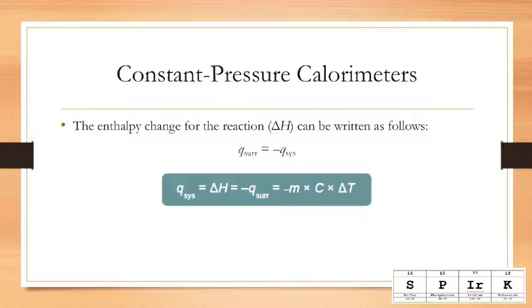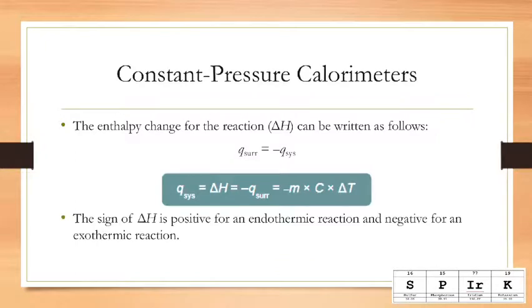Because remember, one of the laws of thermodynamics says that we cannot create or destroy energy. So if the energy decreases from the surroundings, then it has to increase for the system. So our big equation can be Q of the system equals delta H, which is equal to the negative Q of the surroundings, or that's equal to negative mc delta T. And we know that m is the mass, c is the specific heat, and delta T is the change in temperature. The sign of delta H is positive for an endothermic reaction and negative for an exothermic reaction, much like it is for Q.